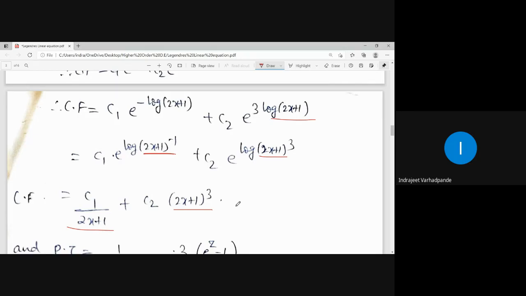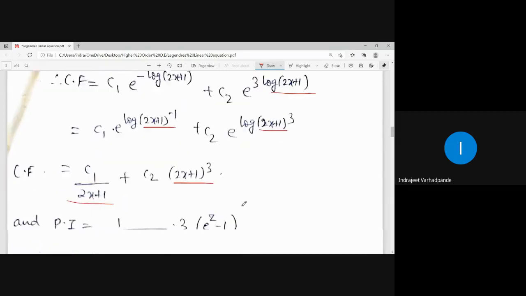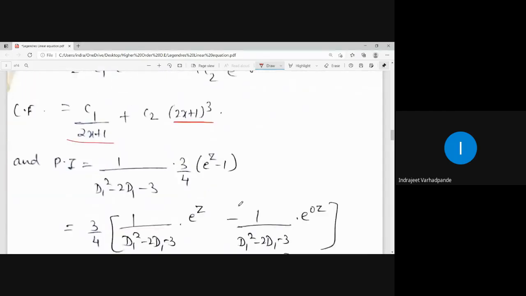Completed. Yes, sir. So C1 upon 2x plus 1 plus C2 into 2x plus 1 whole cube. This is the complementary function.